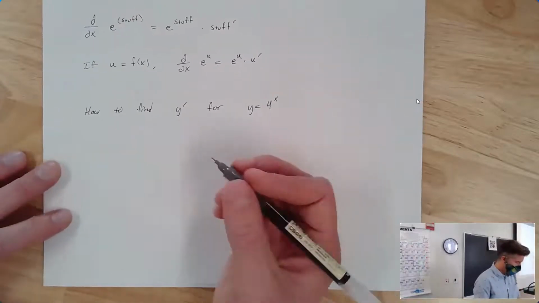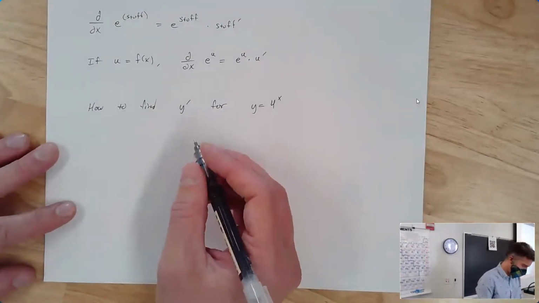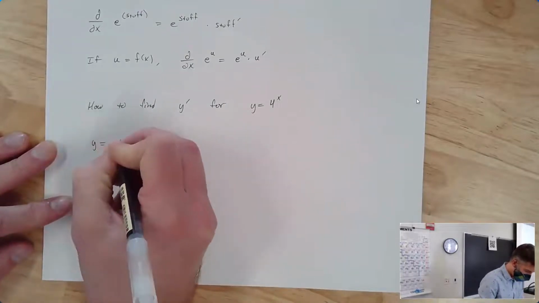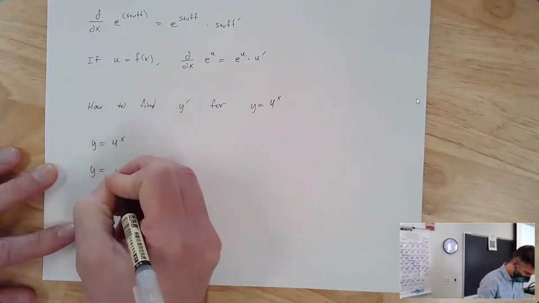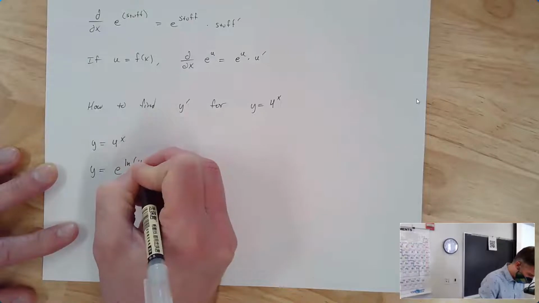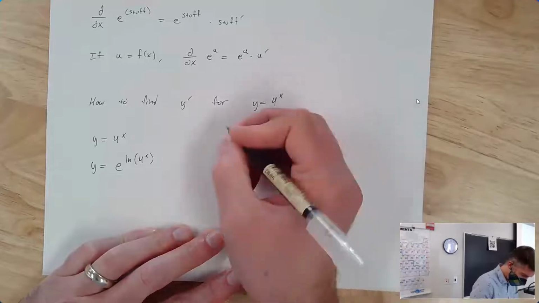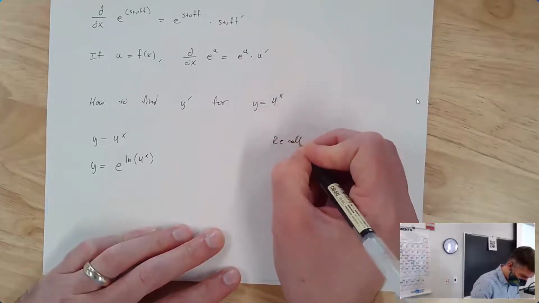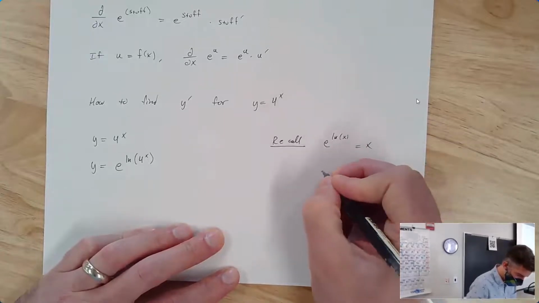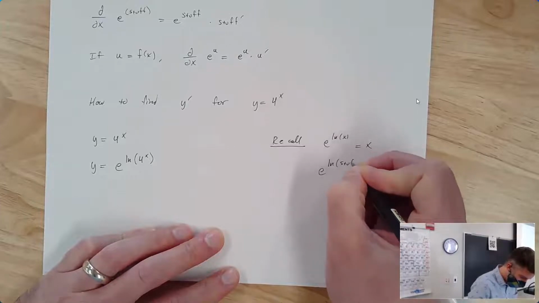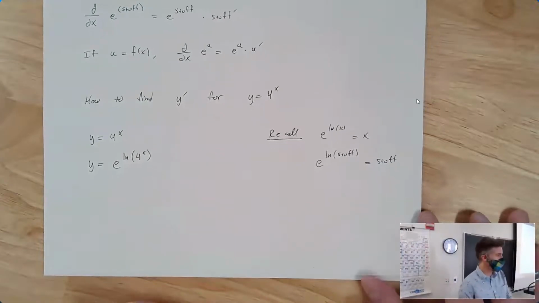So one way of doing this, which is probably the less convoluted way, is to say, well, look, y equals 4 to the x. I can rewrite that as y equals e to the natural log of 4 to the x. Because it's definitely true that, I should in fact point out here, recall that e to the natural log of x is equal to x, or more generally, e to the natural log of some stuff is just equal to the stuff. That's the whole idea here.